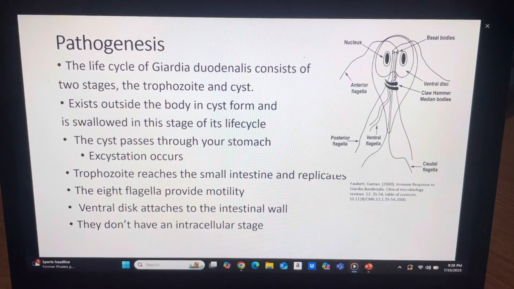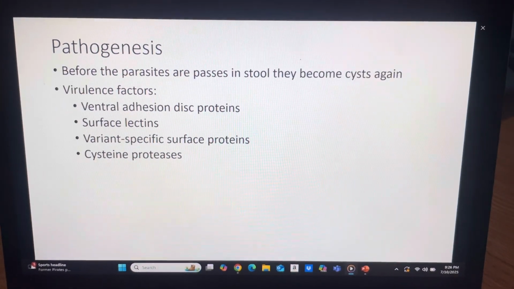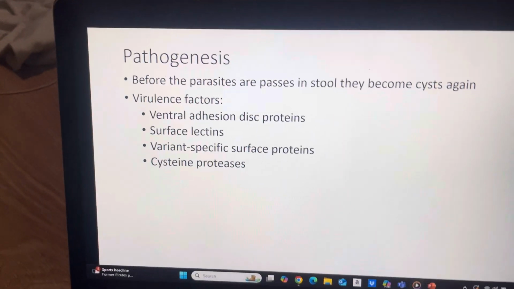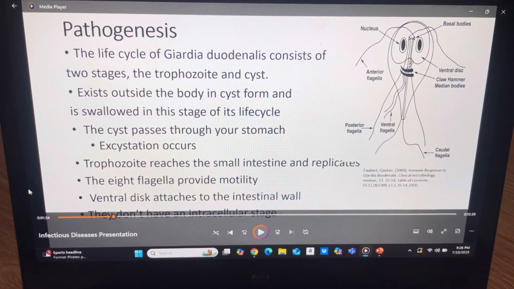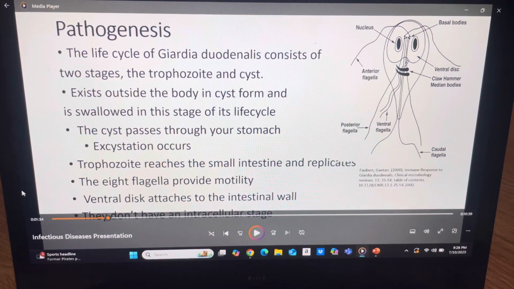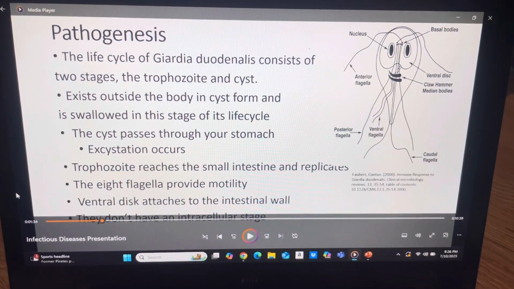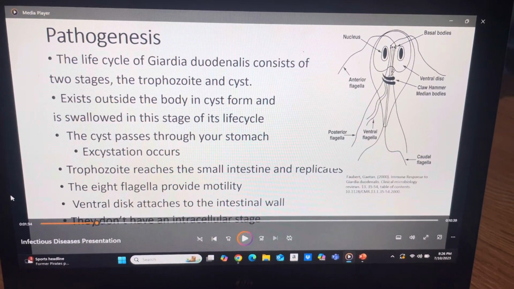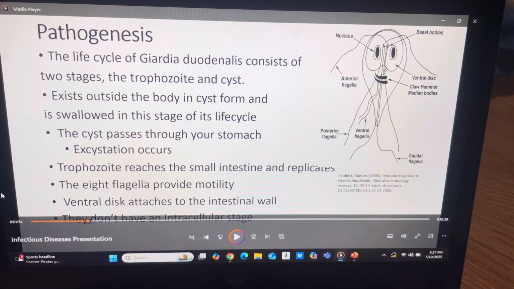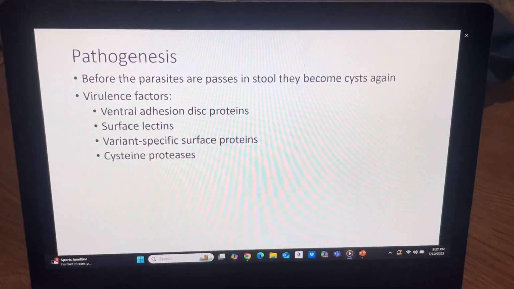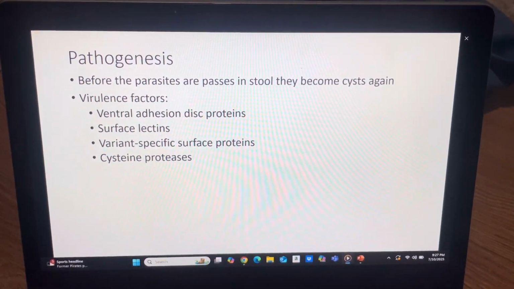The 8 flagella, which you can see here in my diagram, there are 4 pairs of them. They provide motility. And then the ventral disc, which is also labeled here on the diagram, is what attaches to the intestinal wall. This is where it gains nutrients and interferes with the host's nutrient absorption, including the absorption of fats, carbohydrates, and other nutrients. They don't have an intracellular stage, meaning they live freely in the gut lumen and absorb nutrients from the host digestive process. Before the parasite passes in the stool, they become cysts again.